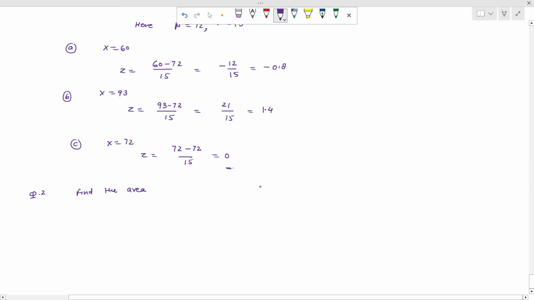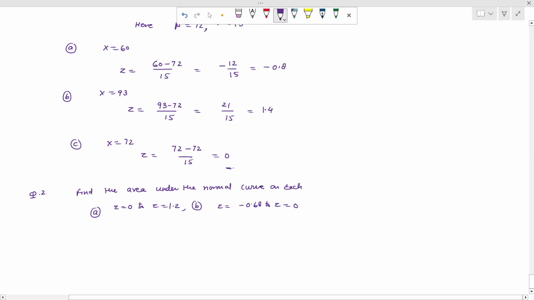Find the area under the normal curve. Under the normal curve, on each. So first, the first part is Z equal to 0 to Z is equal to 1.2. The second part is Z equal to minus 0.68 to Z is equal to 0.